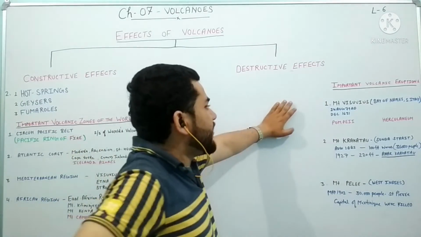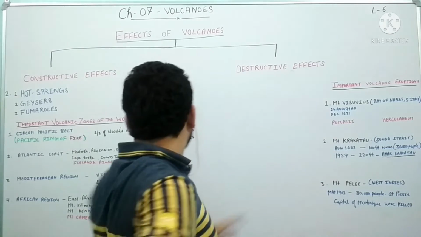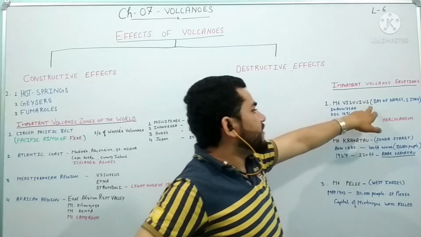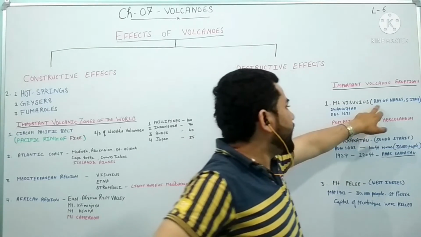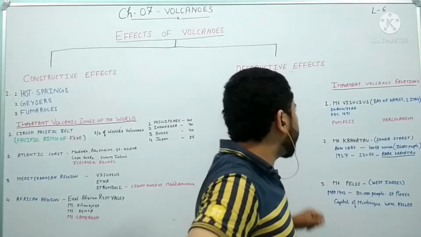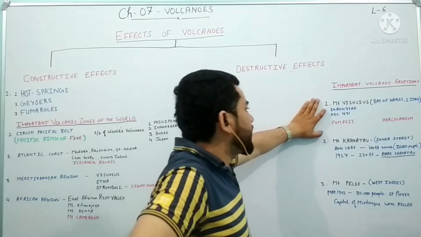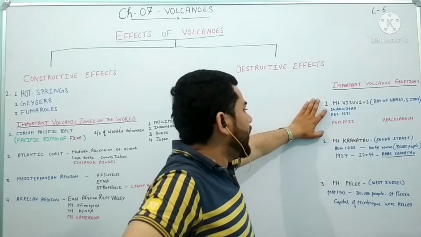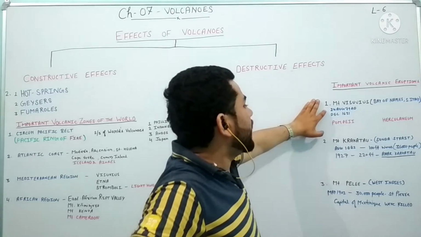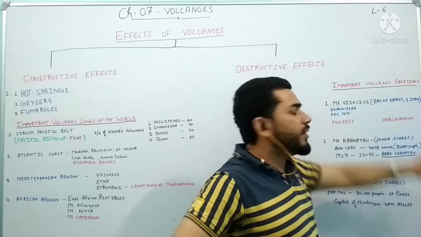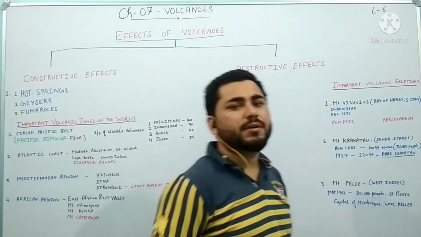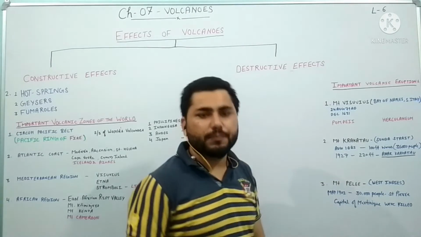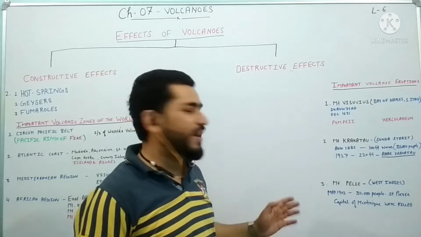Let us study first about Mount Vesuvius, which falls under the Mediterranean region. It is found on the Bay of Naples in South Italy. The first eruption took place on 24th of August 79 AD. In that eruption, the cities of Pompeii and Herculaneum were covered by 20 to 50 feet of mud flow of volcanic ashes.